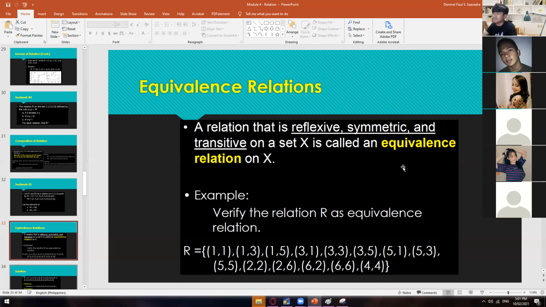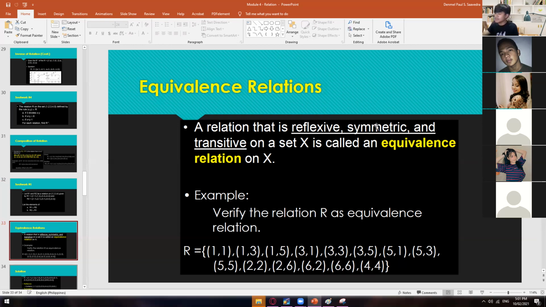Again, just like I mentioned a while ago, we should have RST. RST stands for reflexive, symmetric, and then transitive. Okay, so we have this example wherein if you're going to verify this relation as an equivalence relation, check one by one. So we have 1, 2, 3, 4, 5, up to 6. Yeah, 6 elements. From there, you should have 1,1, 2,2, 3,3, 4,4, 5,5, and then 6,6. So there you go, reflexive is checked.